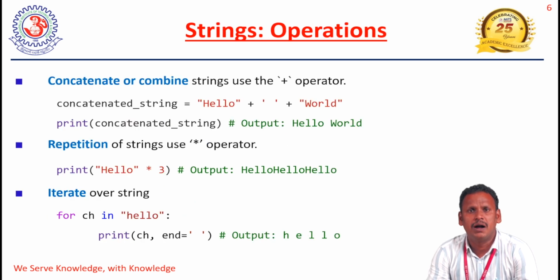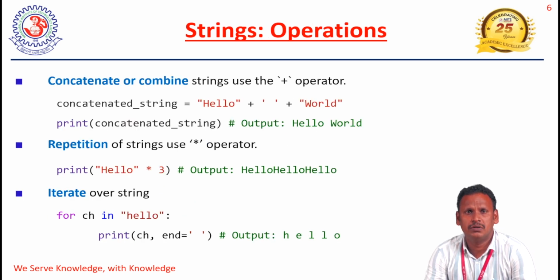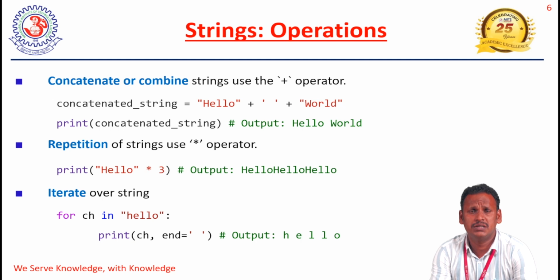What are the string operations? In string operations, we have two types of operations. One is concatenation, that is combine, or repetition. And the last one is iterate. You can iterate over the string by using any looping statements. To concatenate strings, we use the plus operator. Whenever you use the plus operator in between strings, it will concatenate or combine the two strings.